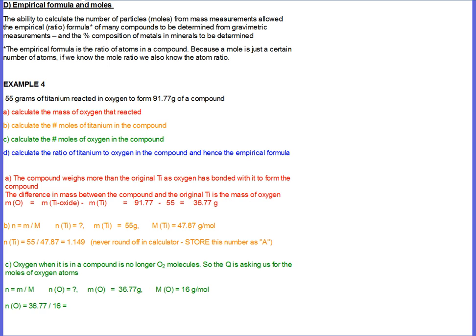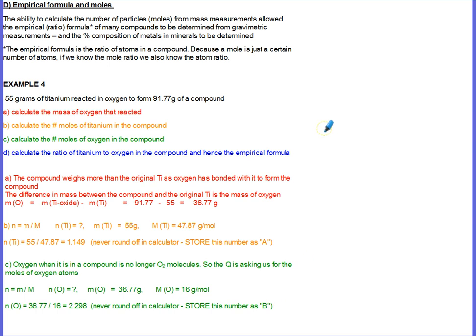The molar mass of oxygen atoms is 16 grams per mole. So now I can go ahead and substitute. Number of moles of oxygen in my compound must be 36.77 divided by 16, which gives me 2.298. I'm sure there are more decimal places there, but it doesn't matter. I'm not going to round off. I'm going to store that in my calculator as B. So now I'm going to have something in memory A, which is the moles of titanium, and something in memory B, which is moles of oxygen.